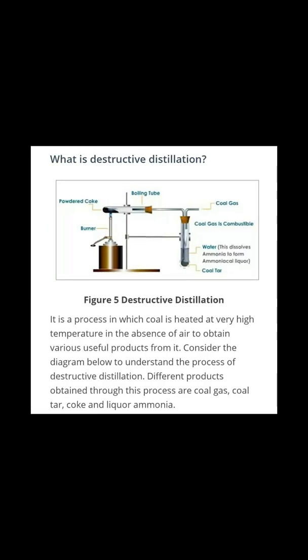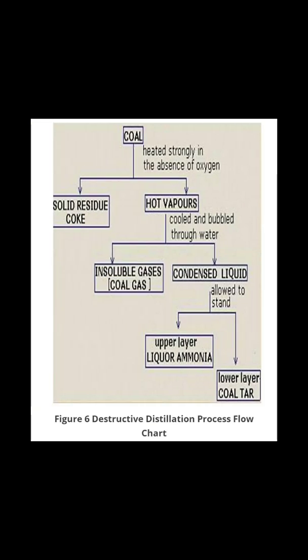It is made with the help of destructive distillation of coal. In this process, coal is heated at very high temperature in the absence of air to obtain various useful products. You can consider the diagram just given above. This is the process in which the different products have been obtained from destructive distillation.